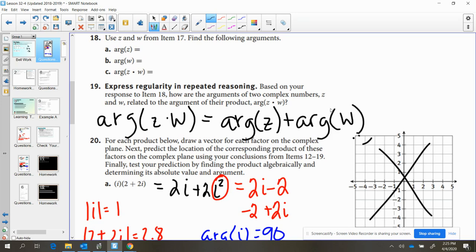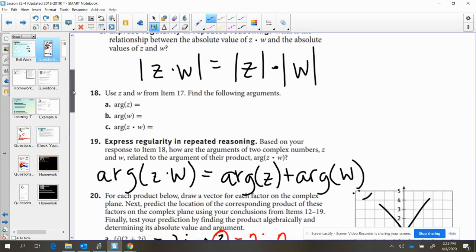And those shortcuts are going to be extremely important to us moving forward in future lessons. So definitely something I would advise starring in your notes. Those shortcuts can help us find more of these examples quickly if we know the individual arguments. Then all you'll have to do is multiply the absolute values to get the absolute value, and add your two individual arguments together to get your final answer.